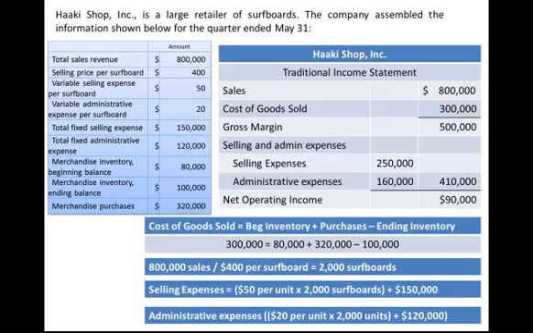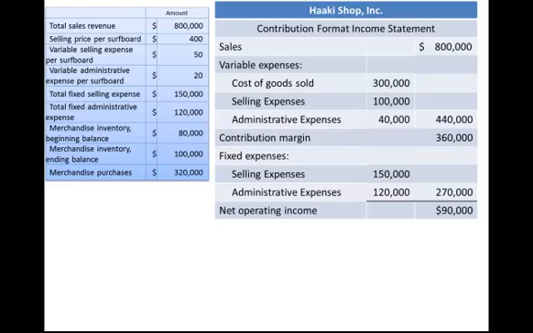Now, although the traditional income statement is useful for external reporting purposes, it has some limitations when it comes to internal purposes. It does not distinguish between the fixed and variable cost. As you can see, we added them together to put on the income statement. So the contribution format income statement is used as an internal planning and decision-making tool, and it's going to separate our costs into fixed and variable categories.